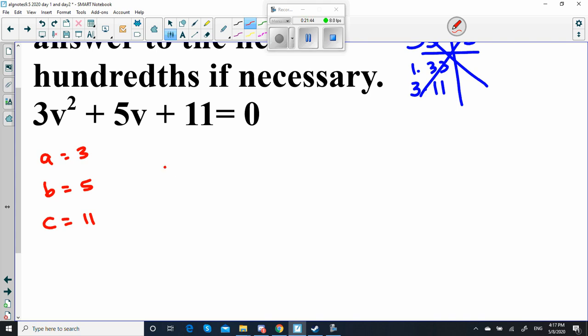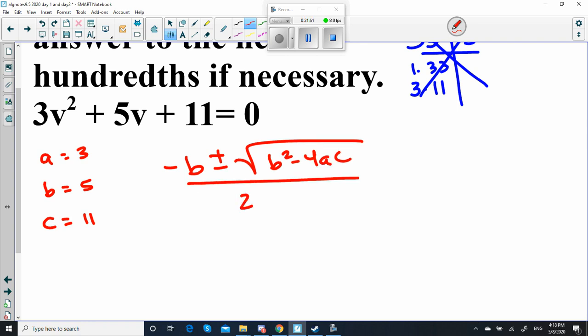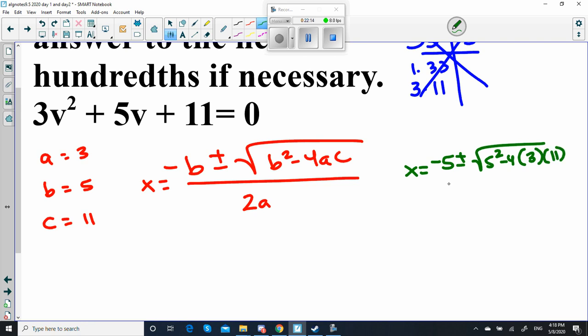So negative b plus or minus the square root of b squared minus 4ac over 2 times a, and it equals x. I'm just doing the generic formula there. All right, so here we go. Let's plug in. So x equals negative 5 plus or minus the square root of 5 squared minus 4 times 3 times 11 over 2 times 3.